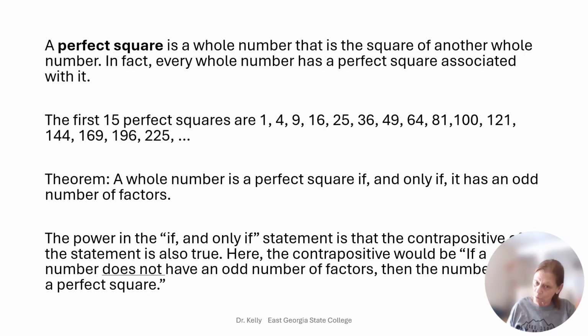Okay, but that brings us here to perfect squares. And what is a perfect square? A perfect square is a whole number that is the perfect square of another whole number. In fact, every whole number has a perfect square associated. And the first 15 perfect squares are this: 1, 4, 9, 16, 25, 36. And you can see the list.